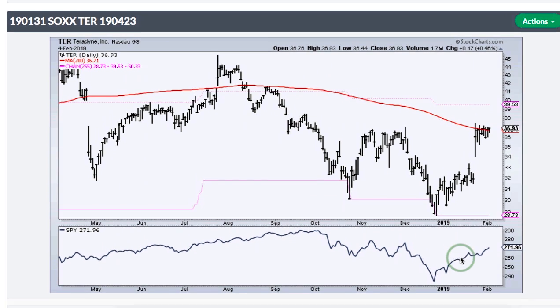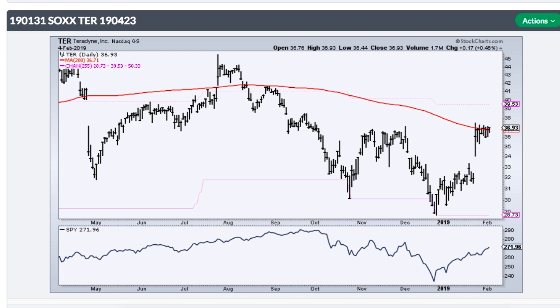And then we have Teradyne, which has a high and tight flag forming. It's part of the semiconductor group. But look at that big move up with the gap. And if you draw your lines, you've got a pennant or something like that, a consolidation after a big move up, and a breakout there argues for a continuation higher.